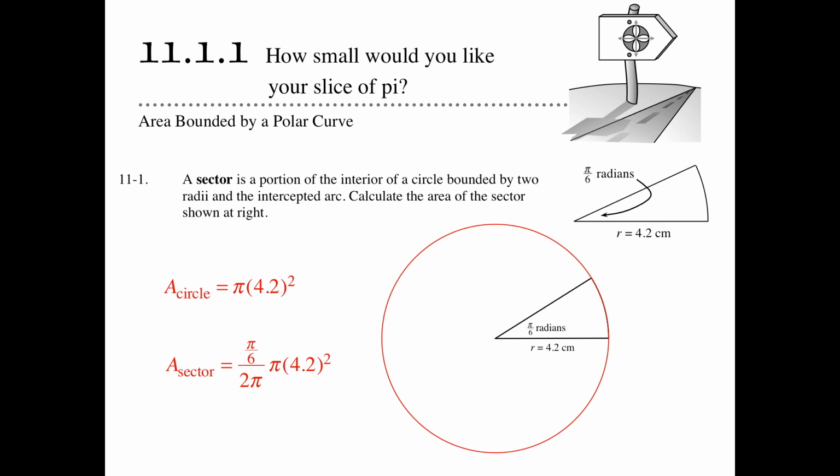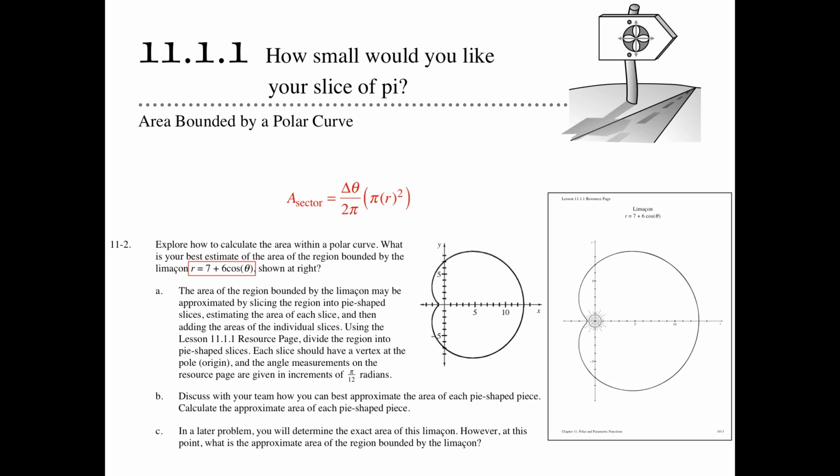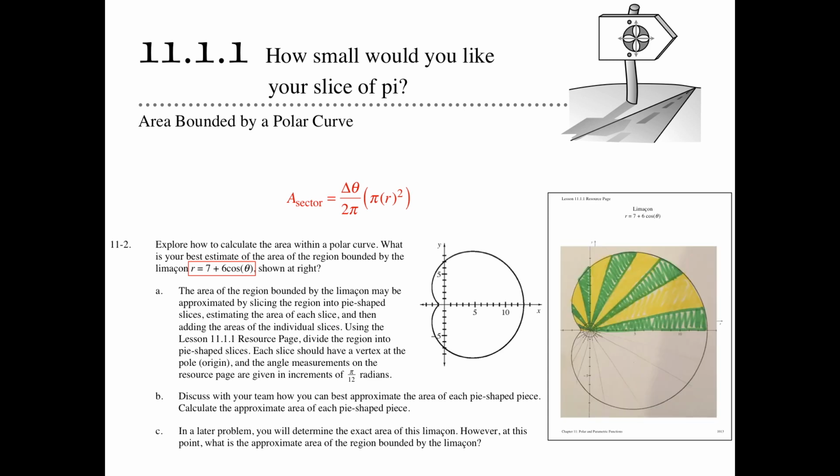So, now that the process to find the area of a sector of a circle has been reviewed, problem 11-2 will challenge teams to use that area of a circular sector formula to approximate the overall area of a limacon. Now, before starting this problem, hand out resource page 11.1.1, on which your students will divide up the limacon into sector-like regions, each with a central angle, or delta theta, of pi/12.